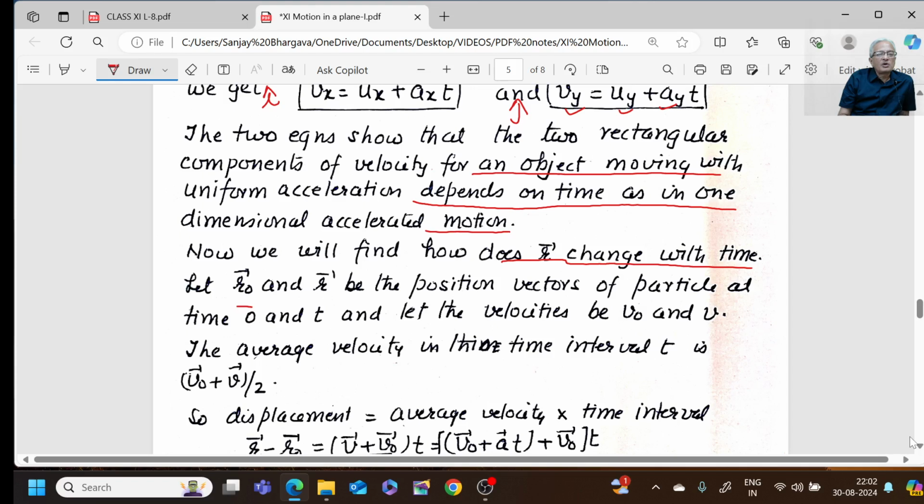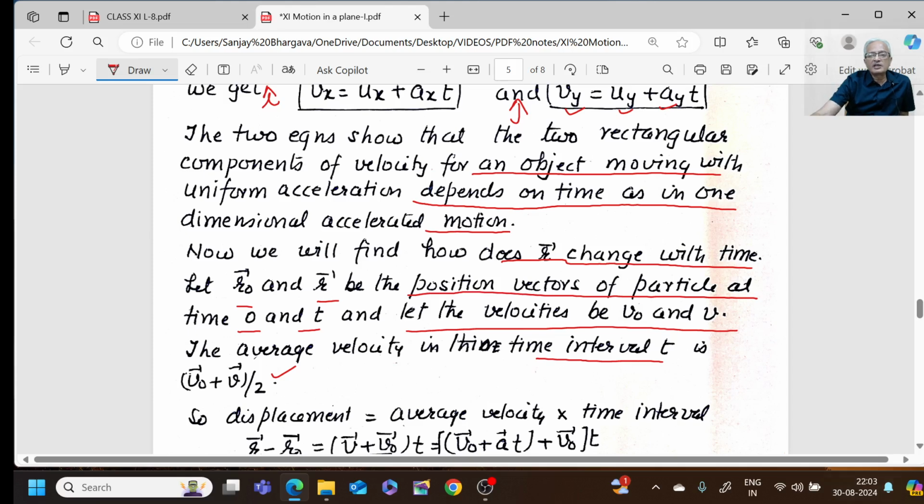Let r0 and r be the position vectors of the particle at time 0 and t respectively, and let the velocities be v0 and v. So v0 is the velocity at time t equal to 0, r0 is the position at time t equal to 0, v is the velocity at time t, and r is the position at time t. The average velocity in time interval t is given by v0 plus v upon 2.